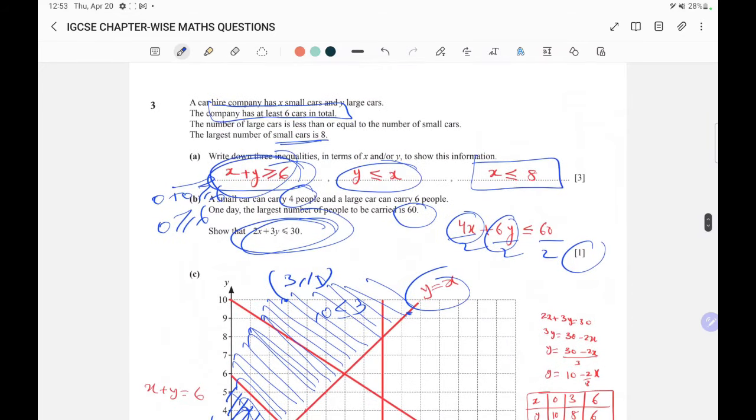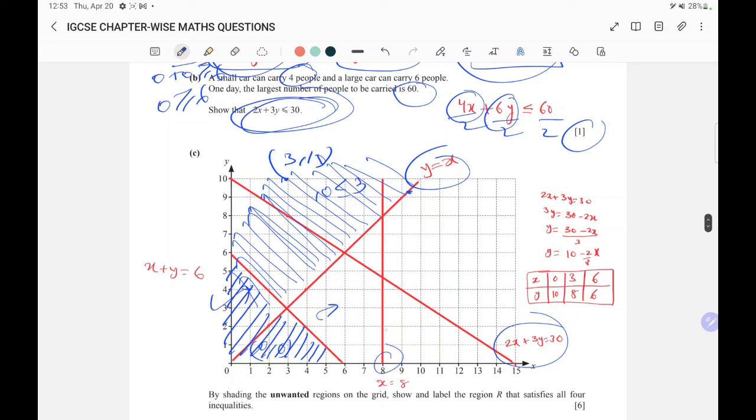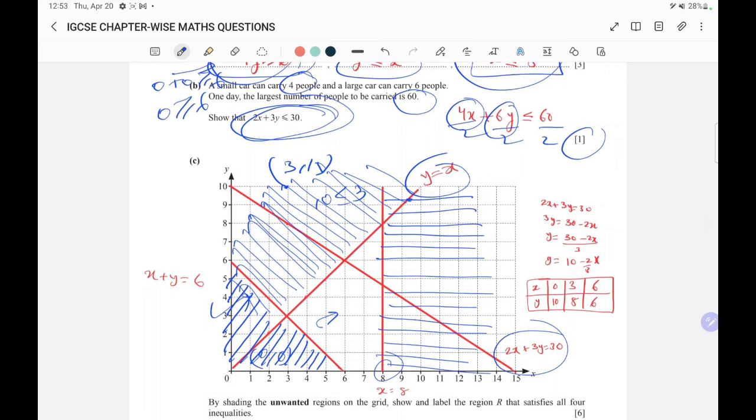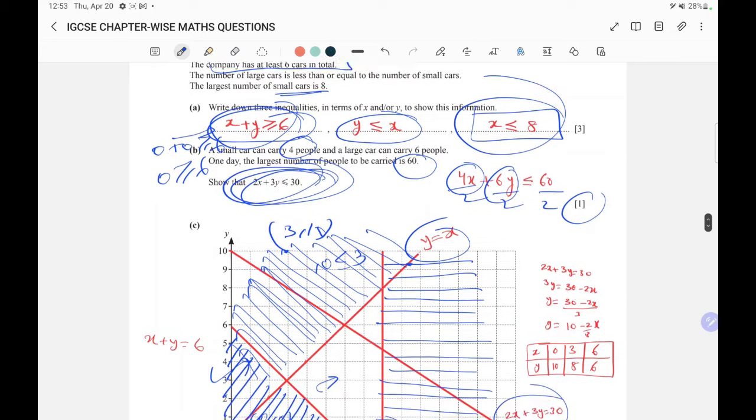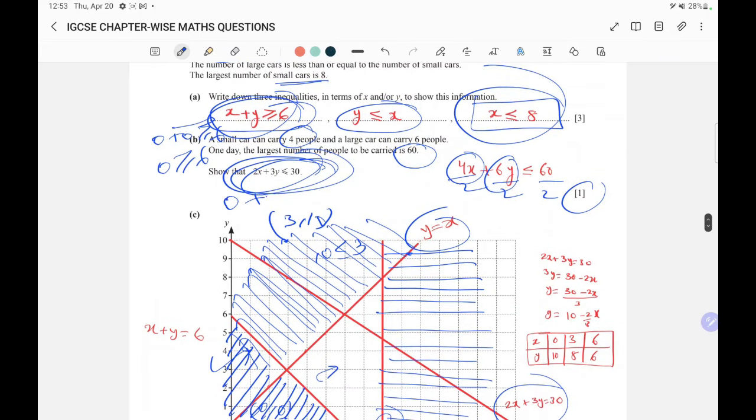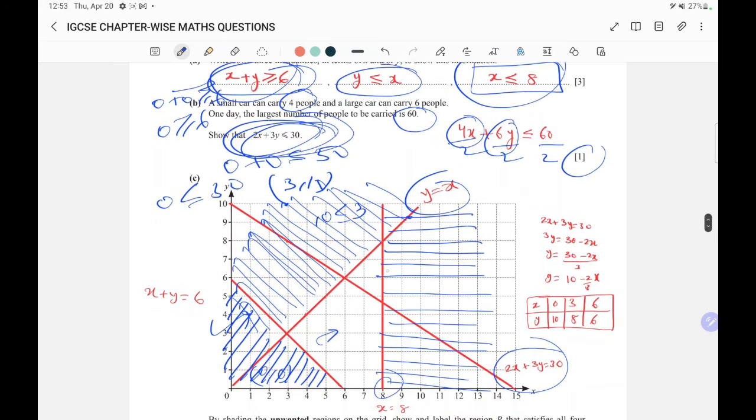Now x is less than or equal to 8. So this is 8. The left side is the valid region, so the right side is the invalid region. Now 2x plus 3y. So put 0, 0 there. So 0 plus 0 less than 30, 0 is less than 30. So it's valid. So below this line is valid, and above this line is invalid.